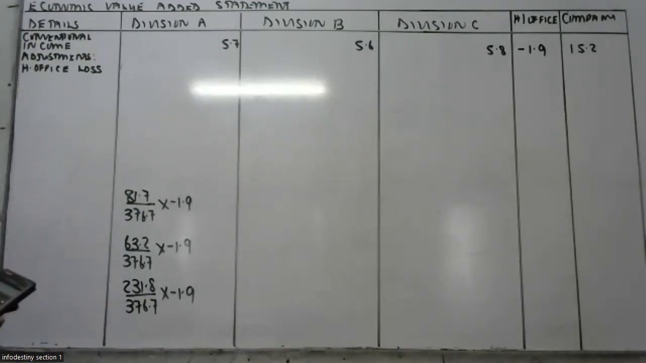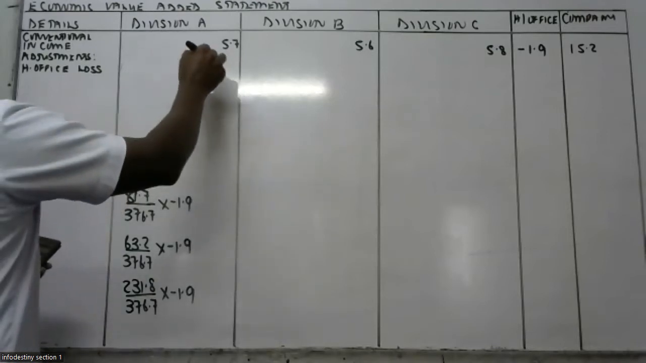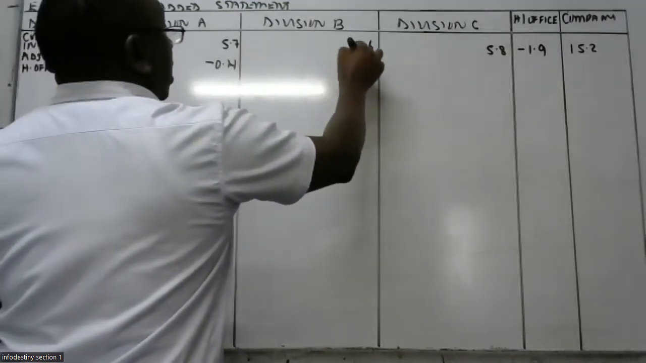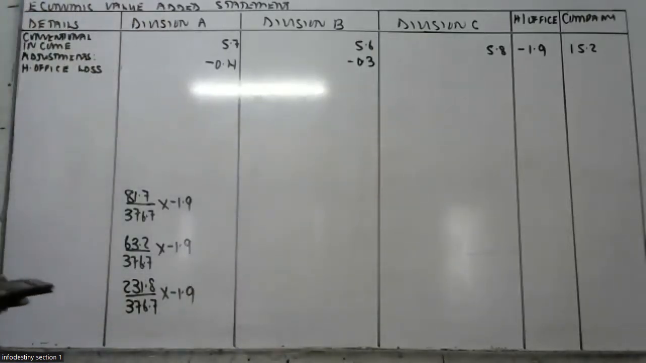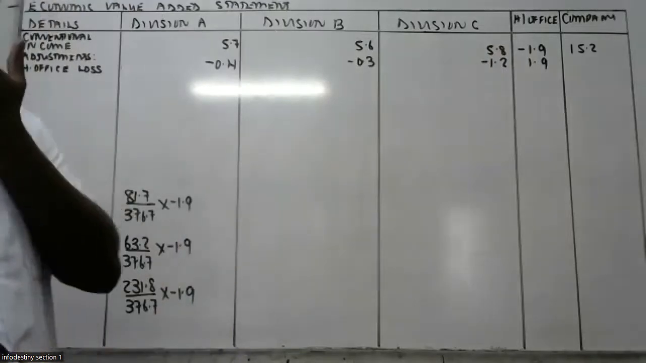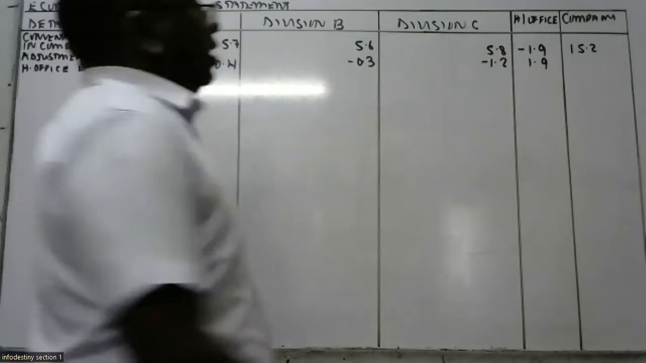So when you work it out, 81.7 times 1.9, you divide by 376.7. That gives us minus 0.4. It's negative 0.4. 63.2 times 1.9, you divide by 376, that gives us minus 0.3. And then this other one, because they must add to 1.9, I will say 1.9 minus 0.4 minus 0.3. And this one becomes minus 1.2. And then you put the positive 1.9 there so that that disappears. And there is nothing that goes to the head office.